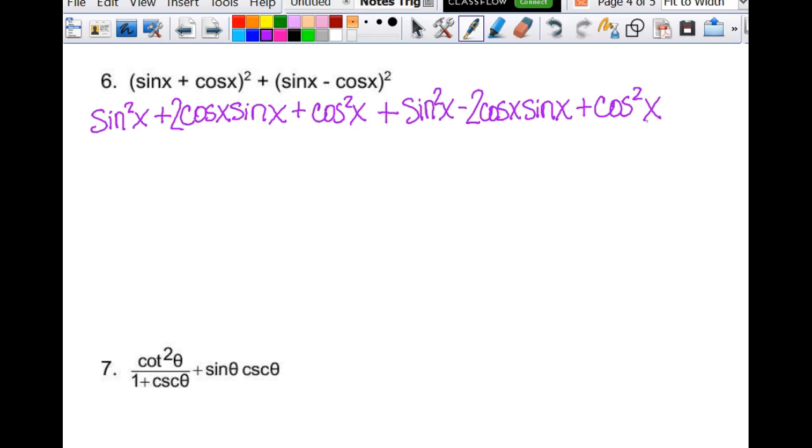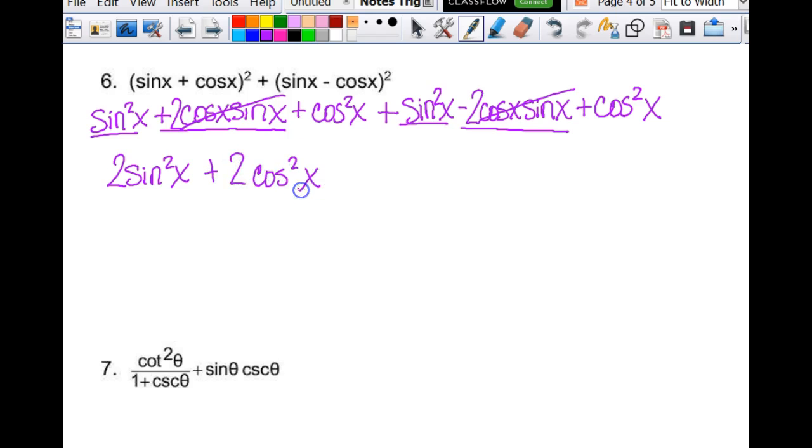But then I want to combine my like terms. So I can combine the sine squared x terms, and that becomes 2 sine squared x. Then I have this positive 2 cosine x sine x and a negative 2 cosine x sine x. So what happens with that? They cancel each other out. That's beautiful. Then I've got these two, so it's going to be plus 2 cosine squared x.